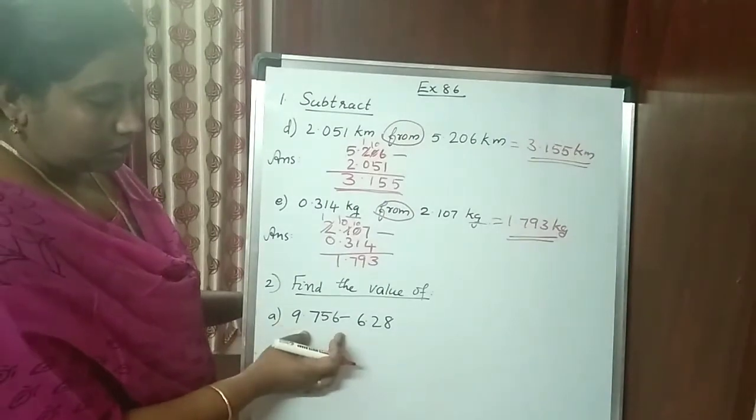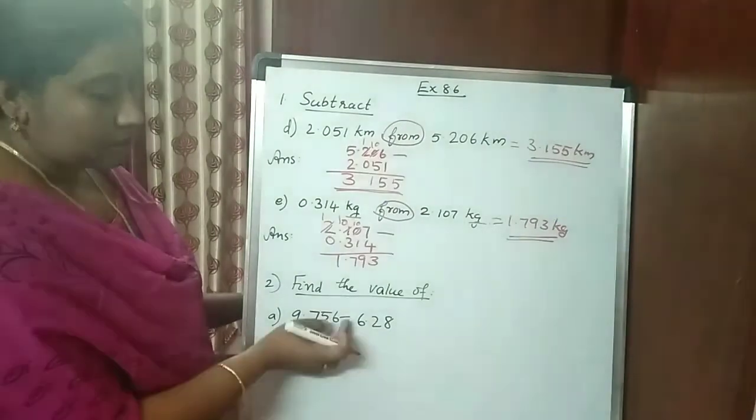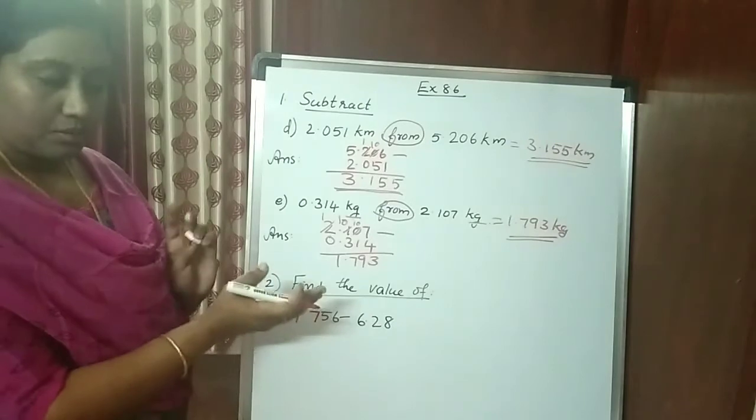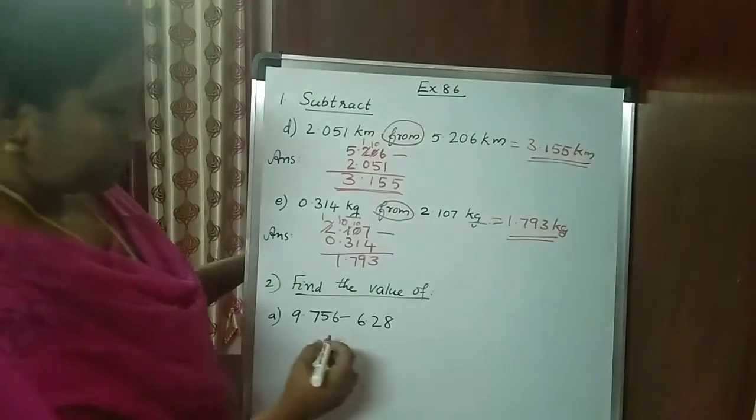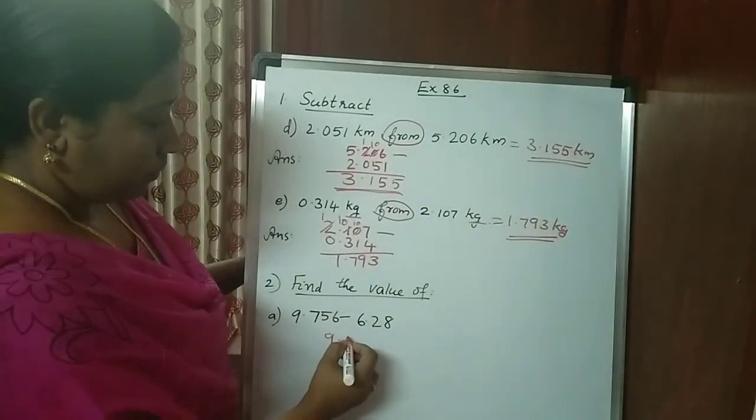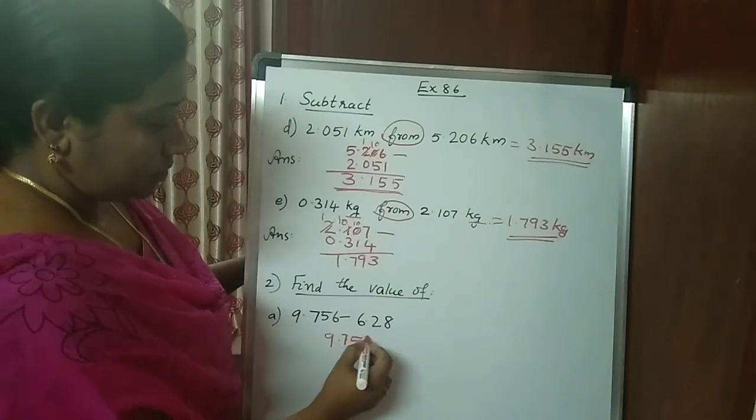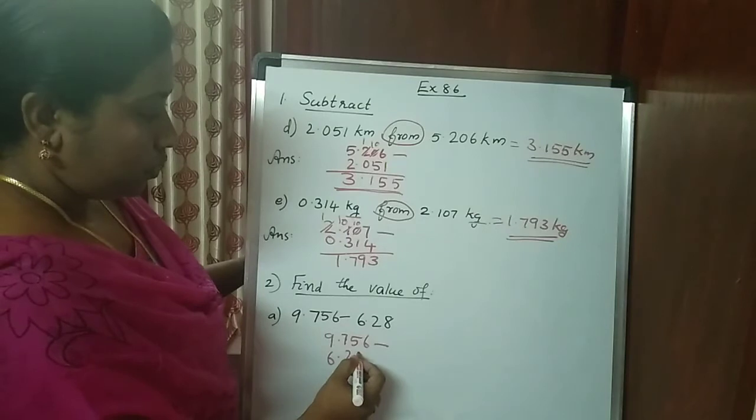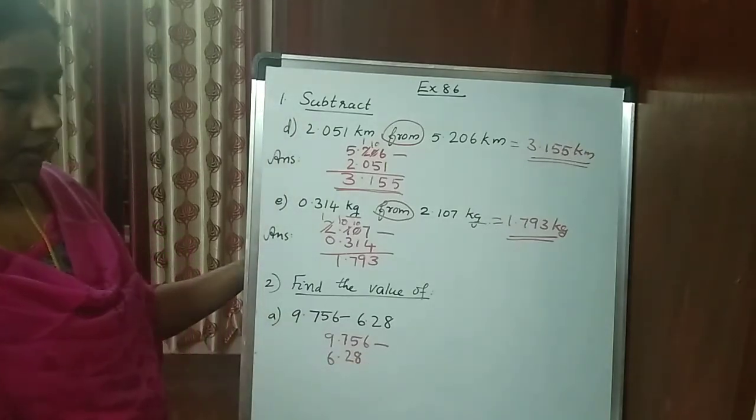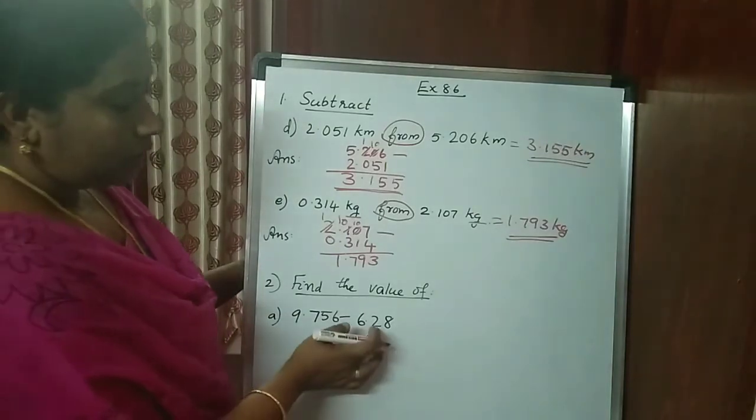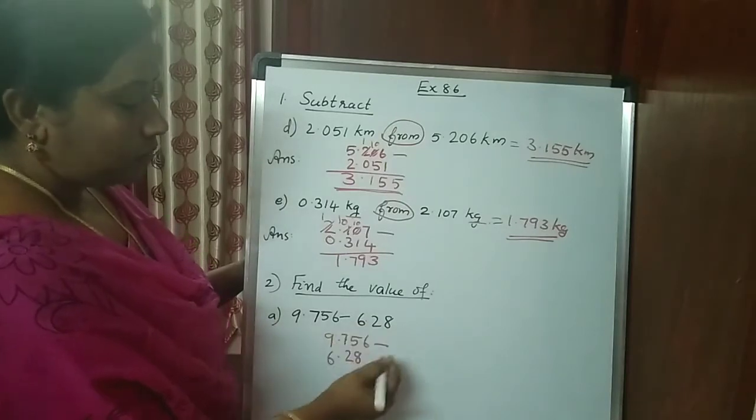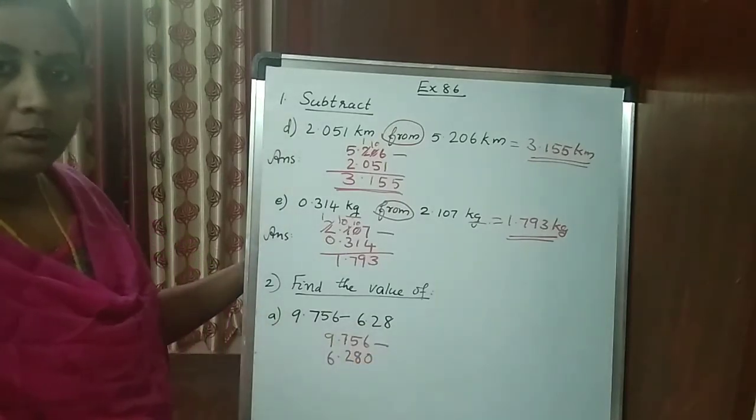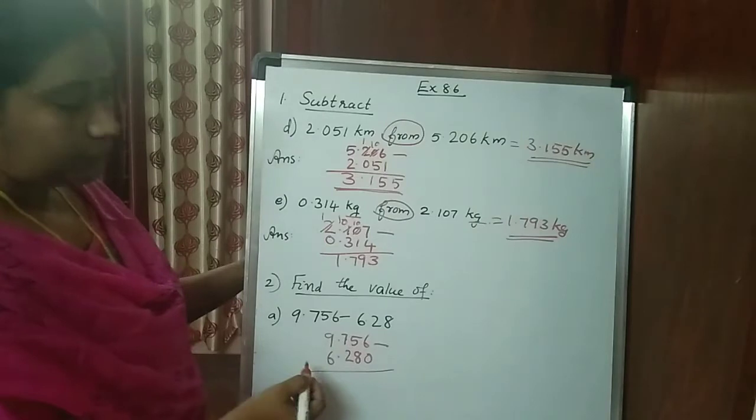Then your second question, find the value of. Here you are just given the two decimal numbers and the subtraction sign also there. So you just subtract. That is 9.756 minus 6.228. Okay. Here is only 2-digit number. So on the right side you simply put one 0.